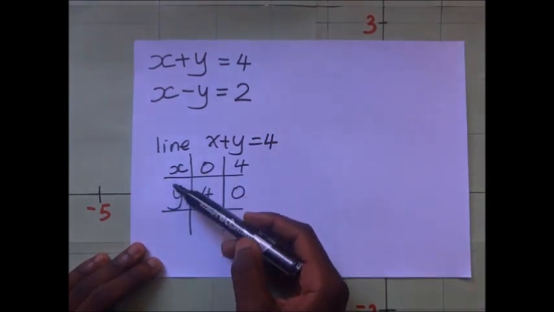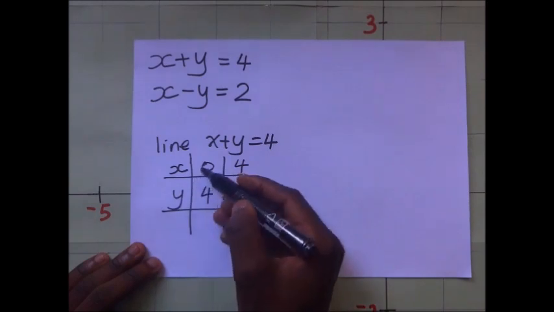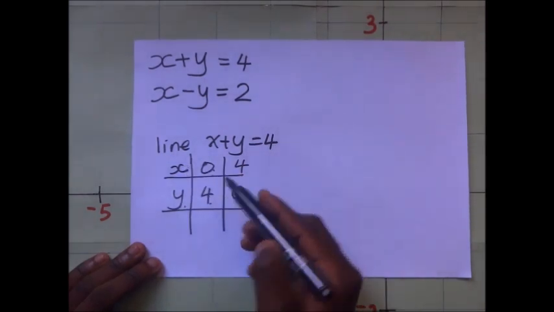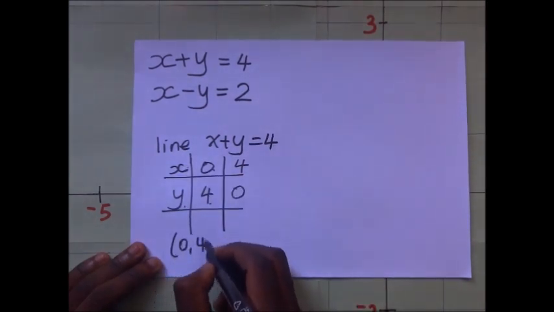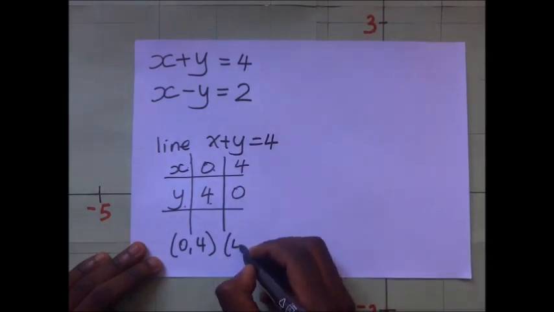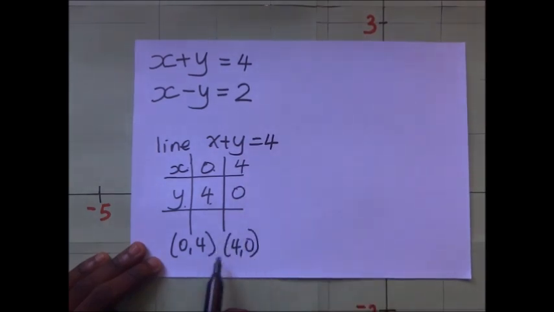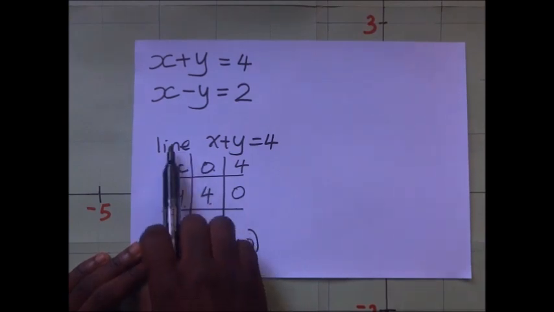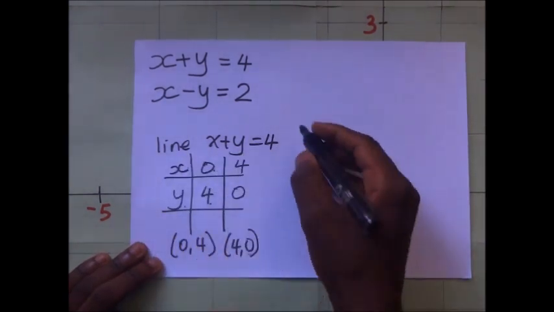So it means that we have two coordinates, x comma y, which are 0 comma 4 and also 4 comma 0. We shall connect these two and we have the line. Now this is for line x plus y is equal to 4.